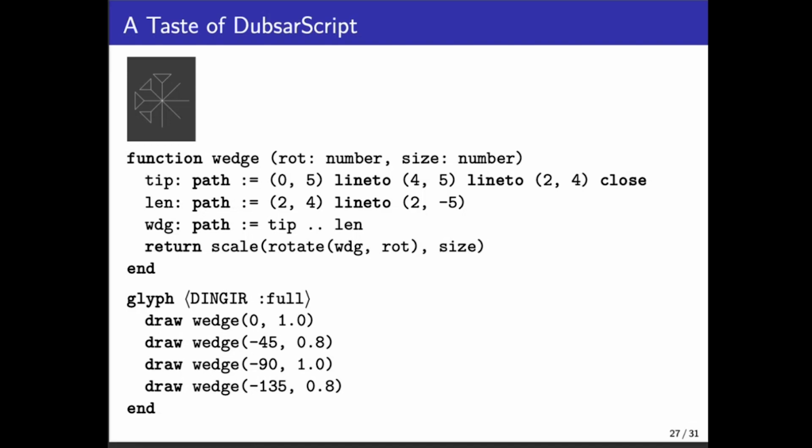So you see, we have a function here which takes in these parameters: how much is the wedge rotated and how big is it? It constructs these paths and then returns the paths scaled, and just take my word for it that these functions exist in the system, scaled to a particular size and rotation. Here we have the glyph function, so it pattern matches the Dingir glyph. It has an attribute which says it's the full version. In late cuneiform and Neo-Babylonian cuneiform, there are reduced forms of the glyphs. So this is the full version, and you draw the wedge at length 1 at 0 degrees of rotation, 45, 90, 135 at these different lengths, and it produces the glyph pictured right here.